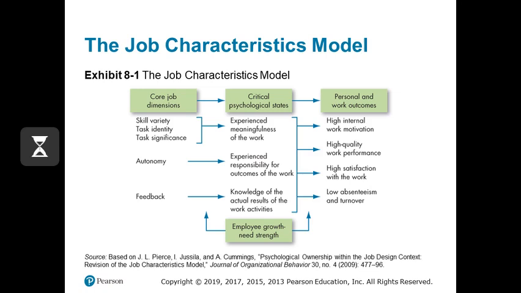Now, task significance deals with how your work influences and impacts other people. So, if your work has a high amount of impact on people, then it's high on task significance. If it has a low amount of impact on other people, then it would be low on task significance. So, for example, you may think of a doctor or a nurse who saves lives. That's obviously going to be a position that's high on task significance.